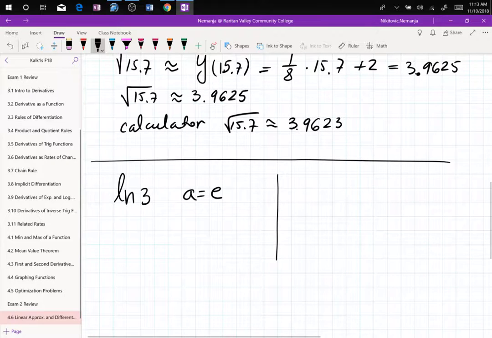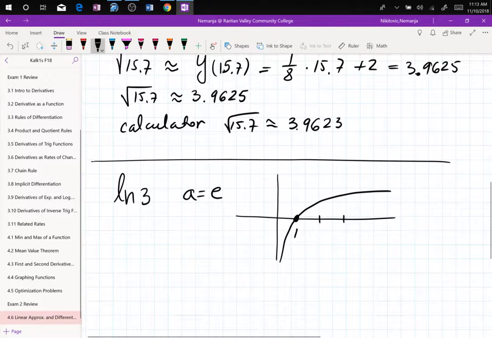The graph would be like that, goes through 1, then we have 2, 3, and then there will be the e value for our tangent line. And now you can see that the y value of the tangent line and the y value for the 3 in the original function, so this is the tangent line and this is ln x, you see that the y values are very close. So we should have a good approximation here.